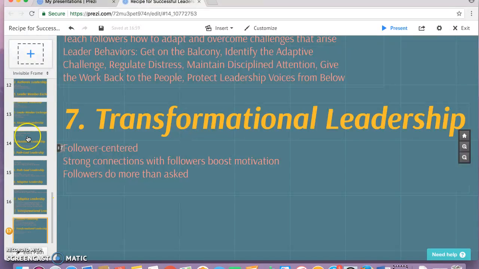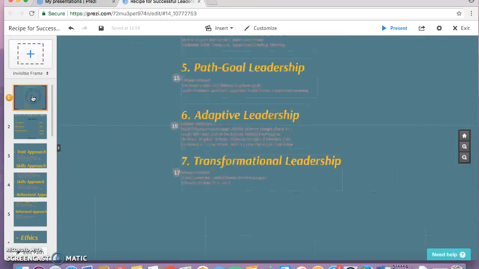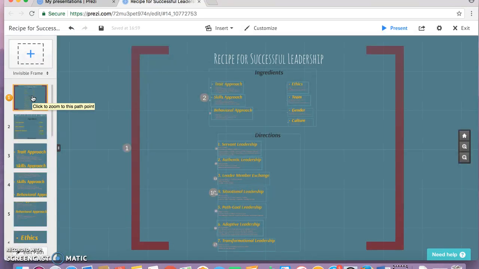So this is how I decided to make my concept map, just because I thought that the ingredients are different parts of the leadership styles I put in my directions, and I thought that the way I set up my leadership in the directions just builds off each other to be the best leader you can be.